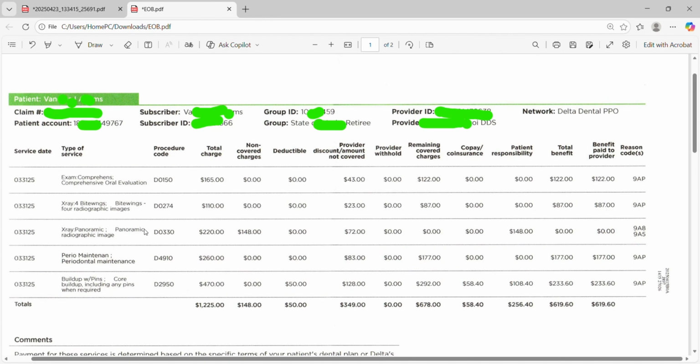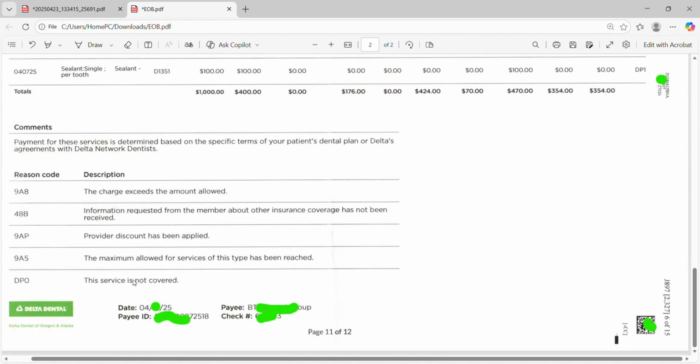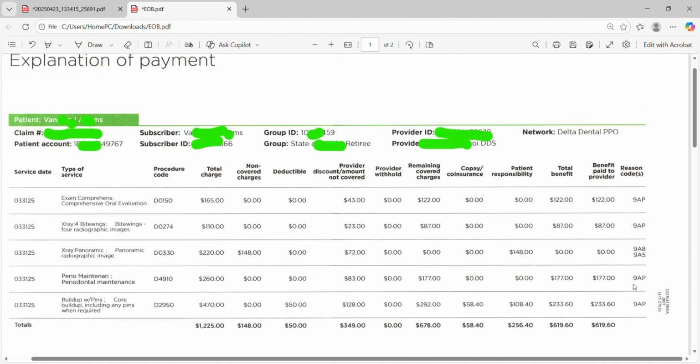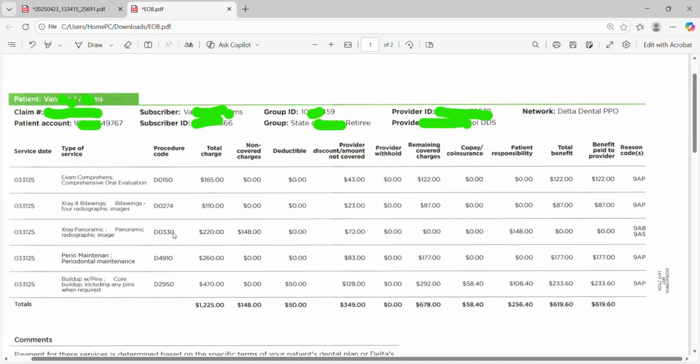Right, so for Pano, D0330, the total billed amount is $220. This is the office fee schedule, and if you can see, there is no payment because of these reasons. If you check the bottom corner, reason 9A5 is the maximum allowed for services of this type has been reached, also known as a frequency limitation. So that's why the provider did not receive any payment for this specific procedure.